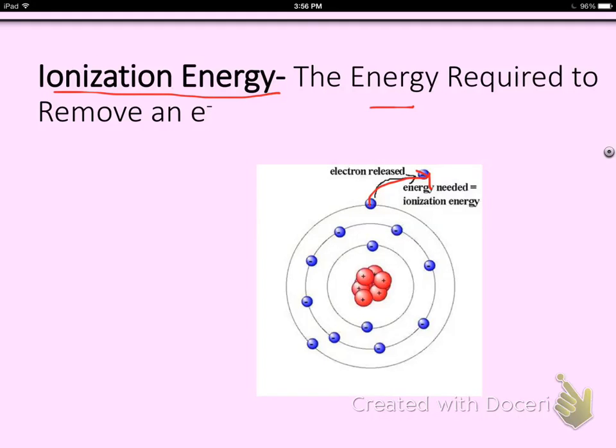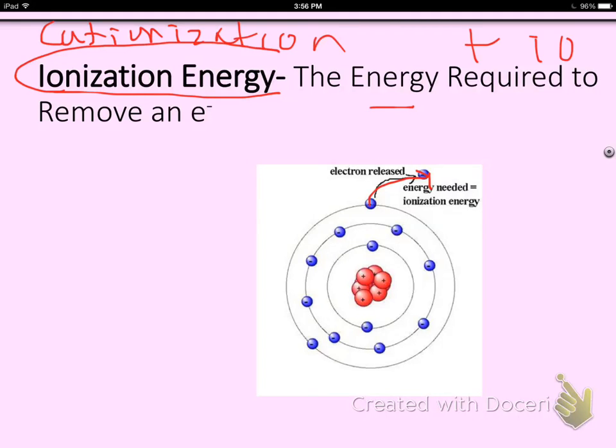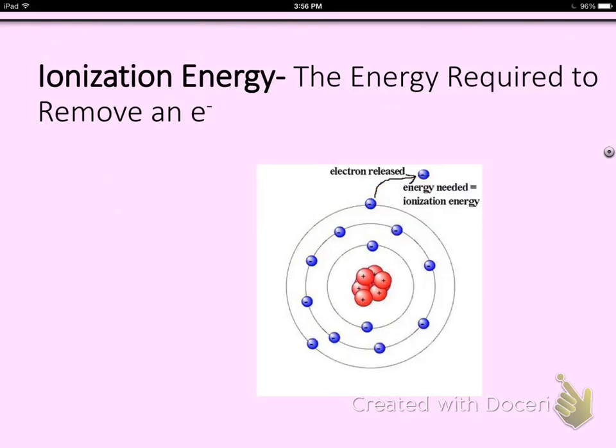So the term is a little bit misleading because it's ionization energy, but it really should be cation energy, because it's only the energy required to make a positive ion, right? Because it's the energy required to remove an electron, and when an electron is removed, I end up as a positive ion. Okay, so let's take a look at the trends.